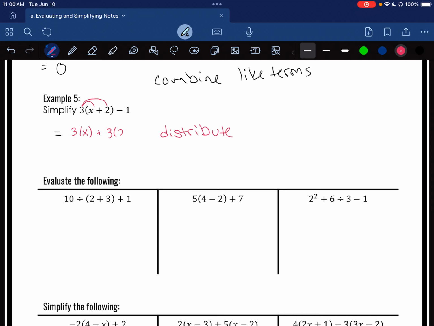I'm going to go ahead and just simplify that by multiplying those out. So this is going to be 3x plus 6 minus 1. And now we have 6 minus 1, which I can subtract because those are, again, alike, right? Neither of them have a variable. And so we'll end up with 3x plus 5.